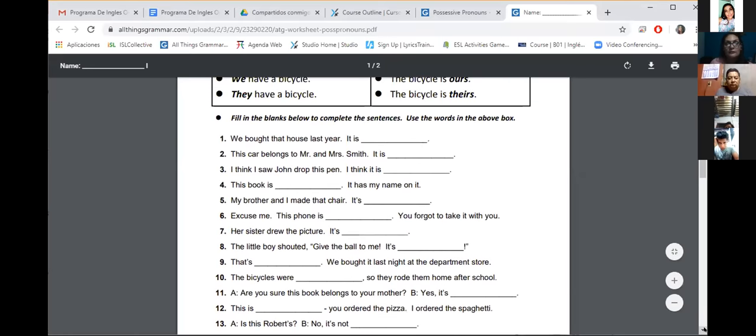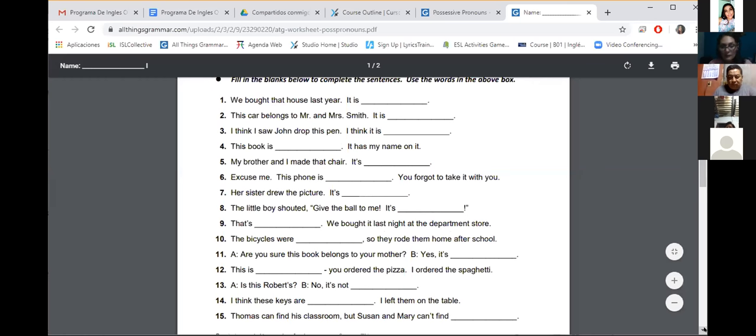Vamos a hacer estas 15. Dice, fill in the blanks below to complete the sentences. Use the words in the box above. We bought that house last year. It is. Y ahí la van a ir contestando. Tómeme la foto a eso, please. 15 sentences.